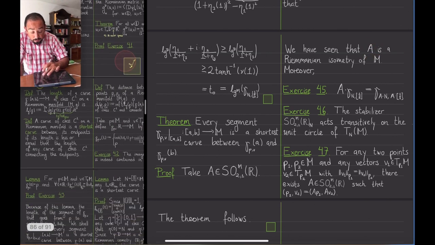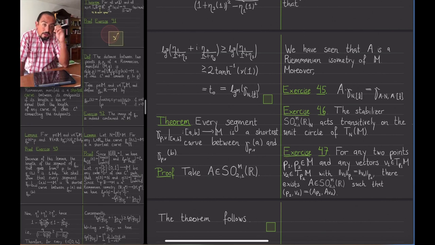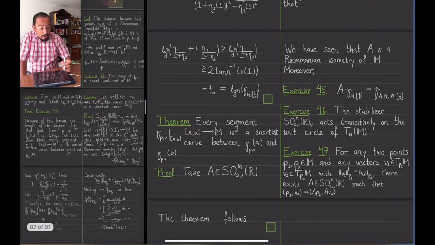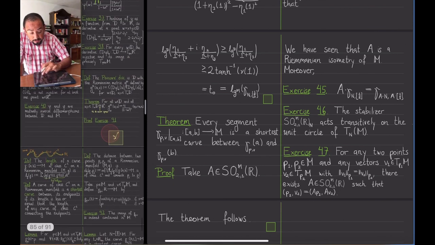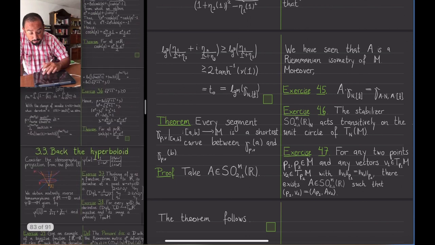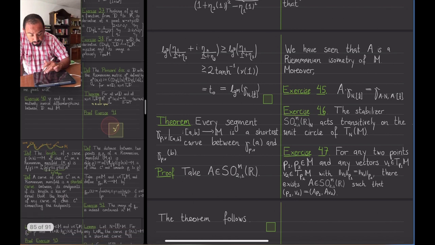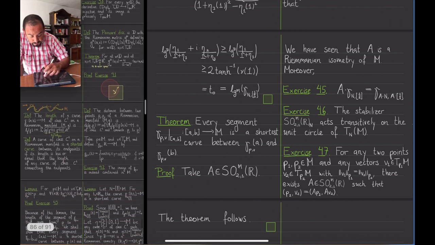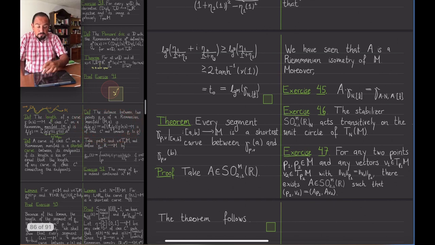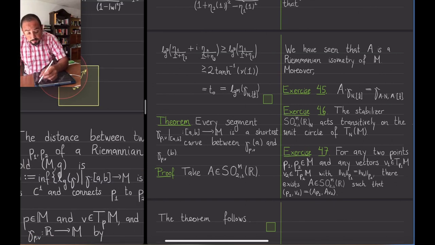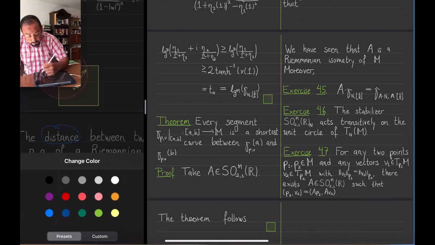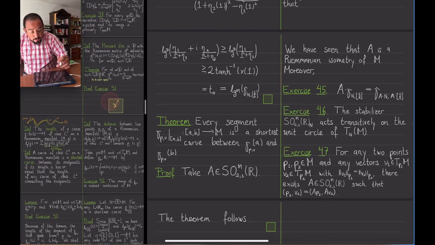That also means that if you know that already a segment is a shortest curve between two points, when you apply A, the resulting curve is also a shortest curve. You also know, by the way, that it preserves the distance that we defined as the infimum. Where is it? Here, the distance between two points, which maybe let me write in green.